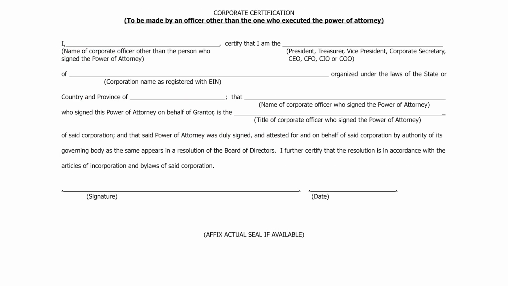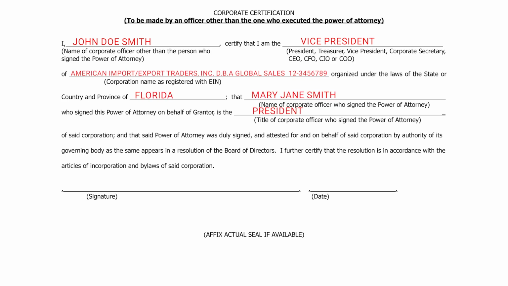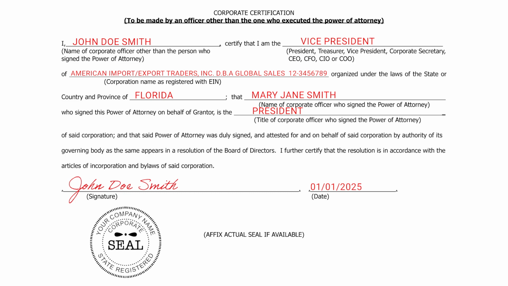If the principal is a corporation, then on the next page, they must complete the corporate certification. An officer of the corporation, other than the one who executed the power of attorney, must complete and sign the corporate certification. If the principal has a corporate seal, they may also include it here.